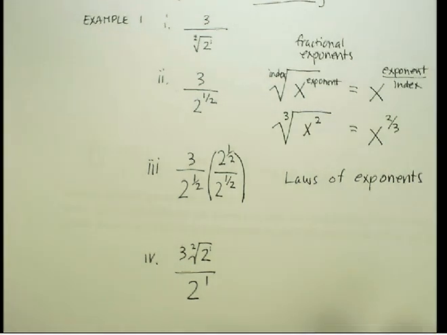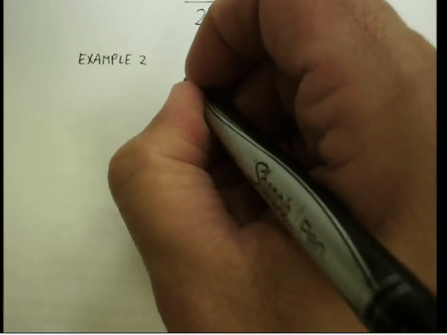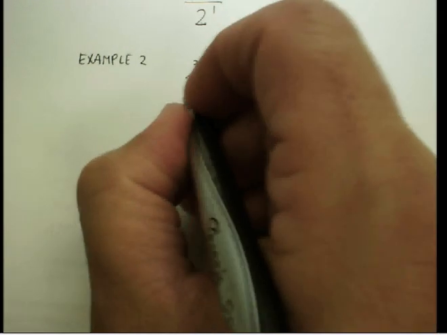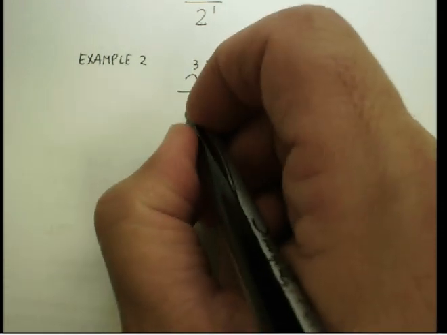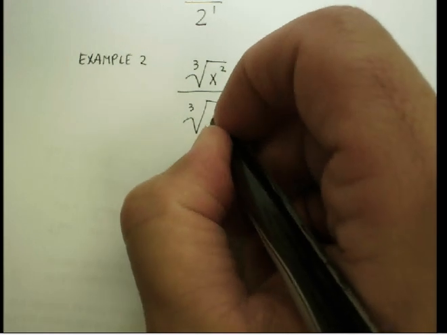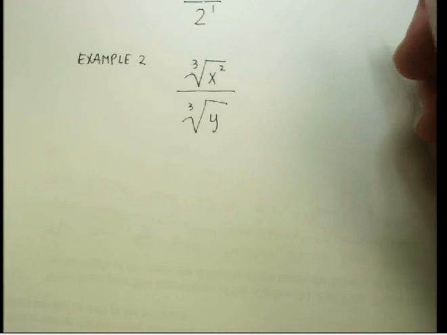Okay? I'm just going to do one more example for you on this particular problem on monomials. So we'll call this example 2. And let's just make it a little bit more challenging. Let's say I have the cube root of x squared over the third root of y. Okay, now what do I do with this?